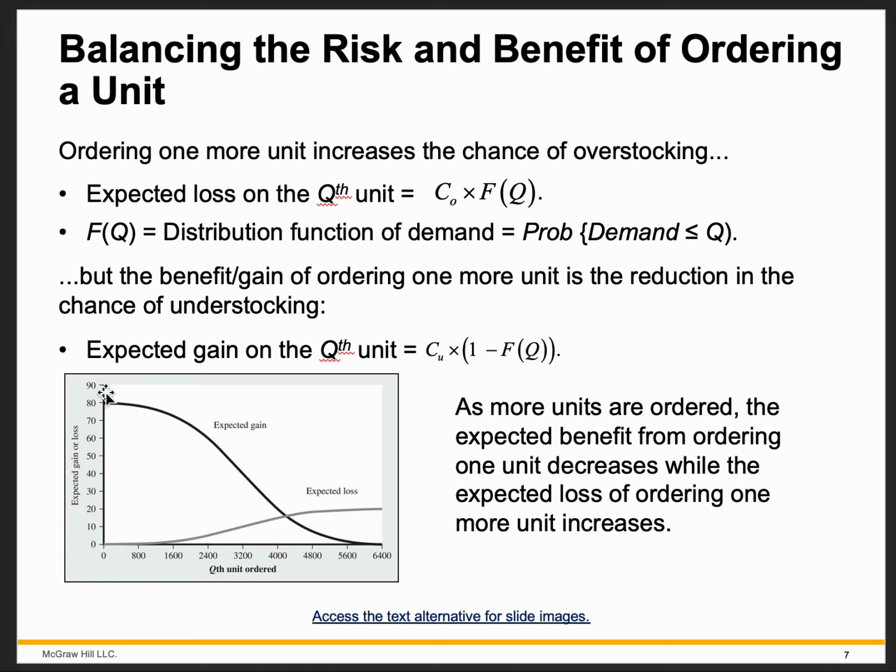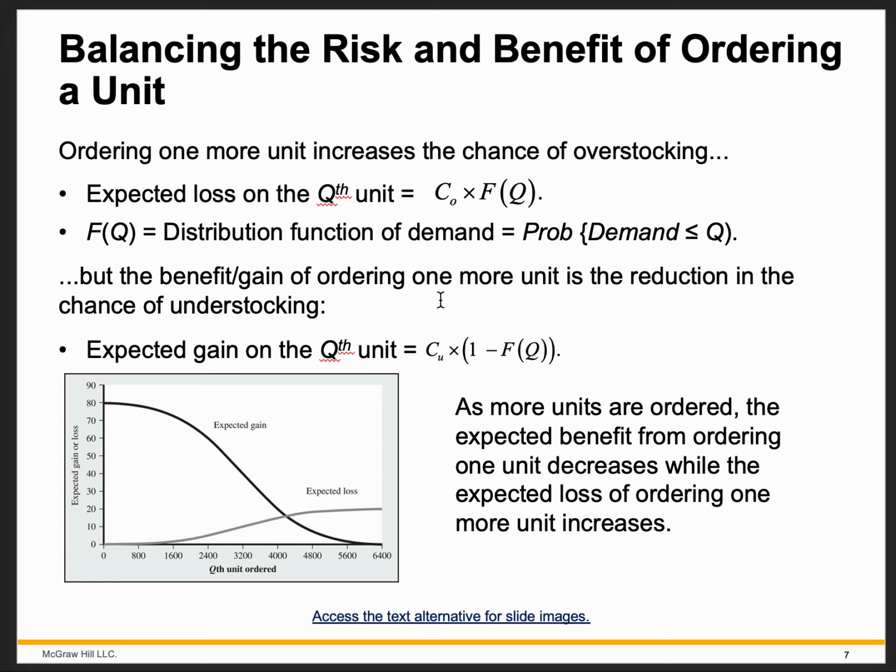Okay, so we are going to calculate the expected loss on the Qth unit. If you have Q units, what is the expected loss on just the last, Qth unit? If I did not have the Qth unit, if I only had Q minus 1 units, for example, then what is my expected loss? That expected loss is the cost of overstocking. So if you overstock by 1 unit, this is the cost, Co, the cost of overstocking, times the probability that your demand is less than or equal to Q, right?